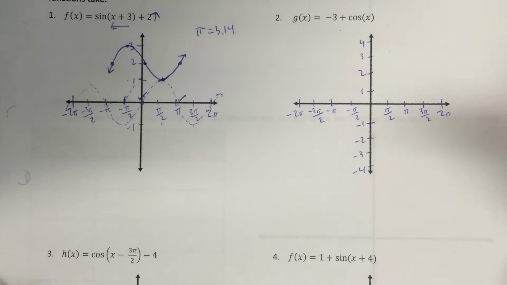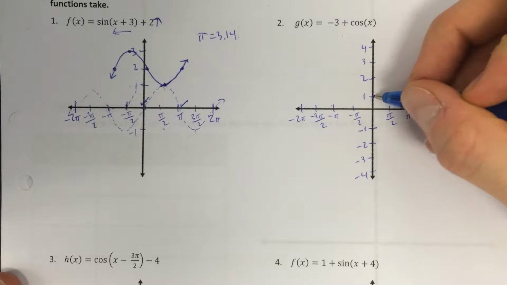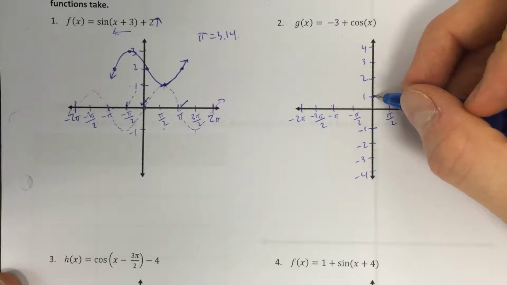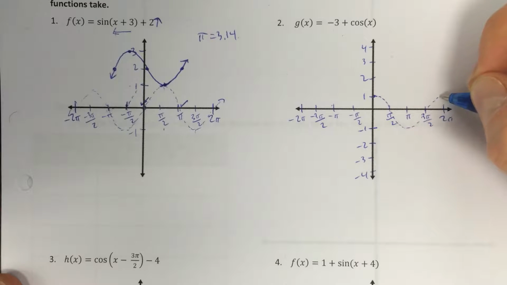Now I'm going to do the cosine parent function. So here, the cosine parent function starts at 0, 1, starts, if you will, and then this is the parent function for cosine.